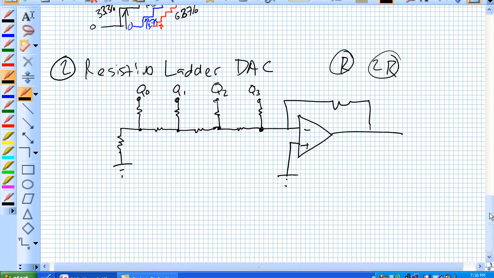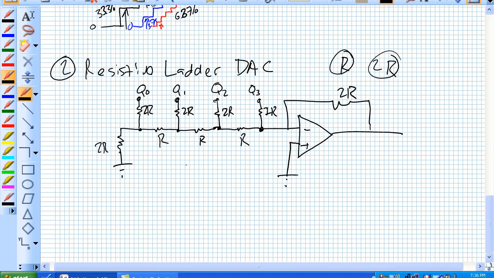LSB, most distant. MSB, closest. So what are these hooked up to? They're all hooked up to 2R's. And it just so happens that the feedback resistor is also 2R. There's another 2R at this end, but in between is just R, okay? So that's what I'm saying, you just need two different resistor values. You don't need to have these 16 times and 32 times, okay?